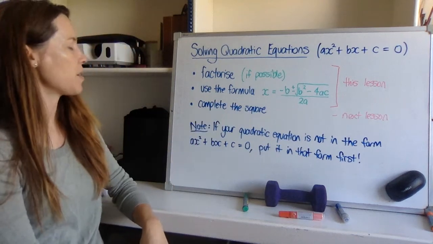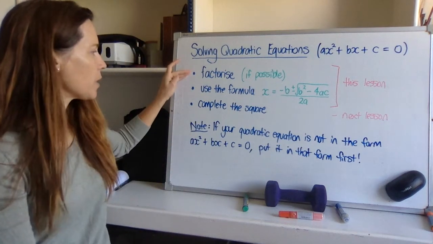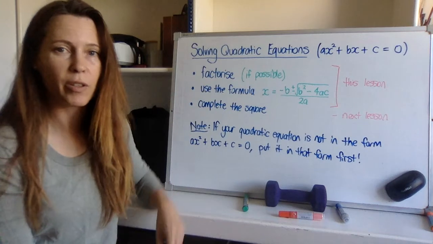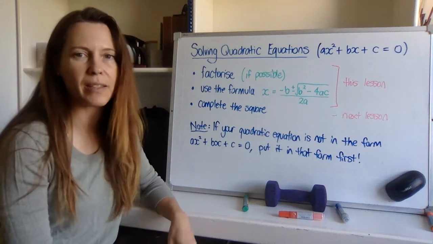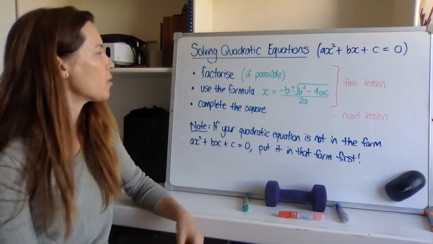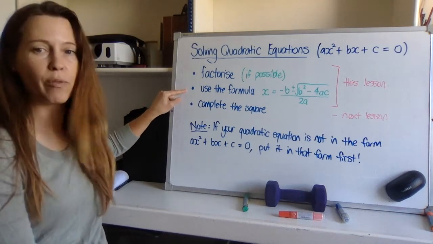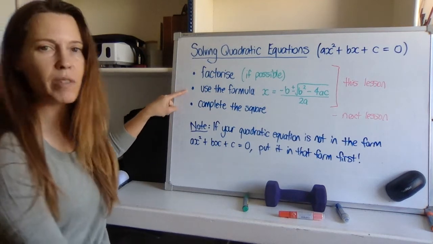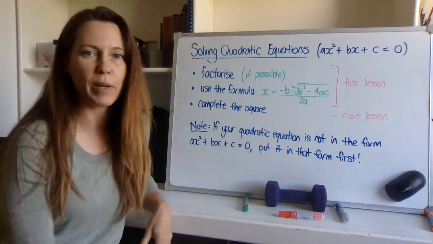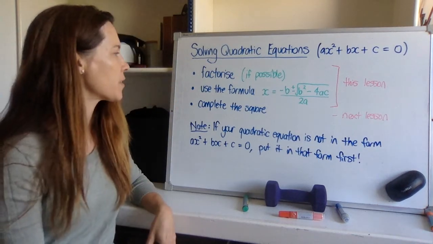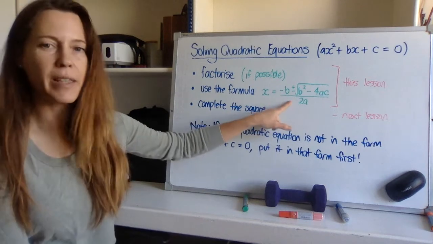So, three main methods. We can either factorise, if possible, because not all of them can be factorised, but if they can, that's generally the quickest and easiest way to solve these. If we can't factorise, we've got two choices. We can use the formula, and this formula is so important in maths, it's literally just referred to as the formula. Its longer name is the quadratic formula, and you've probably seen this before.